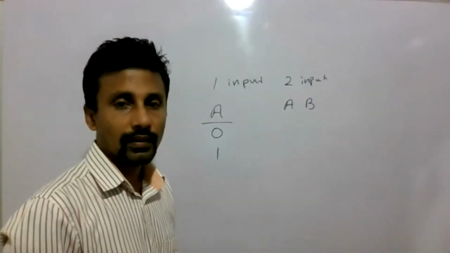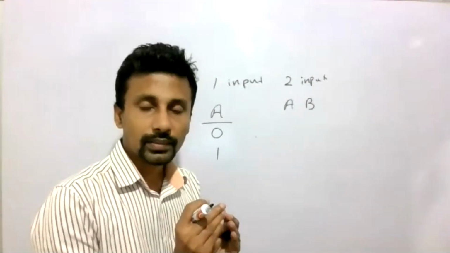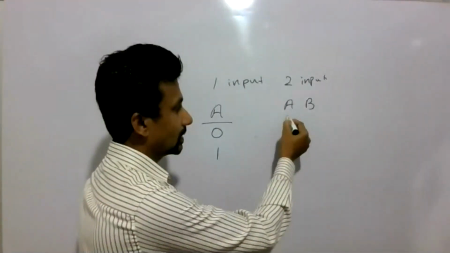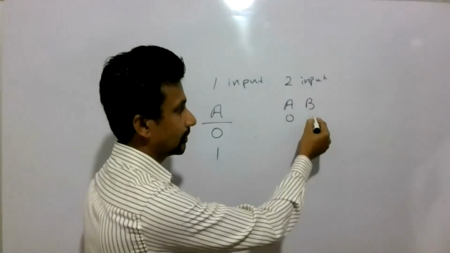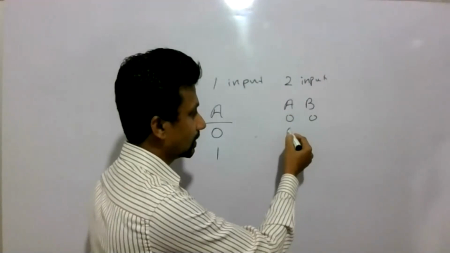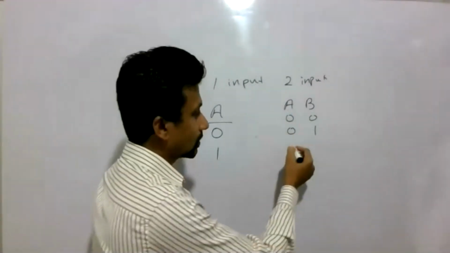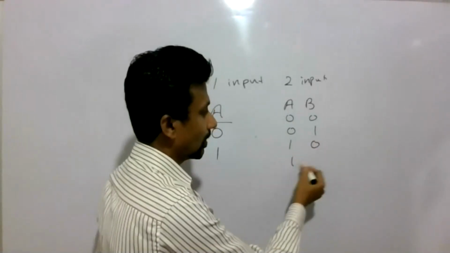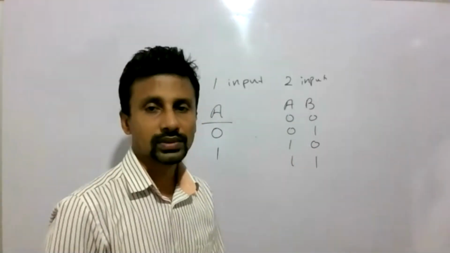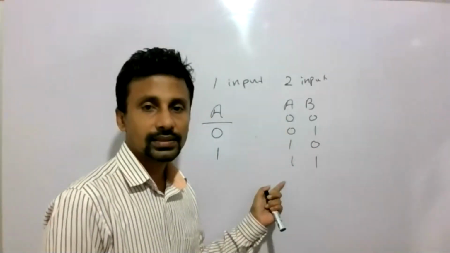My inputs are A and B. I told you that one input can have either 1 or 0. So if one input is 0, the other input I can take as 0, or 1. These are the different inputs. So I can take 0 0, 0 1, 1 0, 1 1. If you get two inputs, you can have 4 patterns like this.